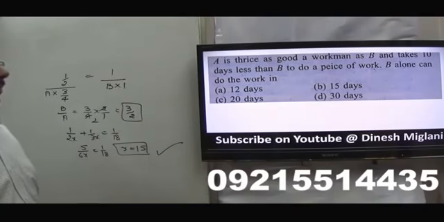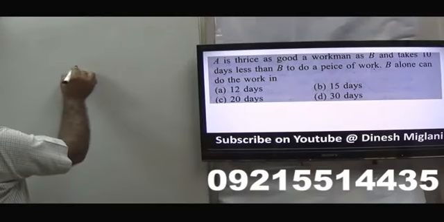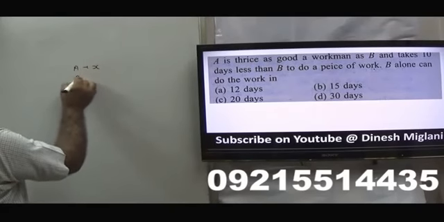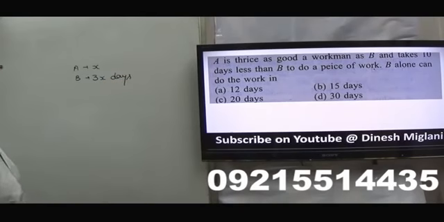Let us take the next question here. A is thrice as good a workman as B. A, B से thrice good workman है. इसका मतलब A अगर x डेज में वर्क करेगा तो B कितने डेज में वर्क करेगा? 3x डेज में, राइट? व्हाई? बिकॉज द पर्सन हु इज मोर एफिशिएंट ही टेक्स लेस टाइम. And takes 10 days less than B to do a piece of work.